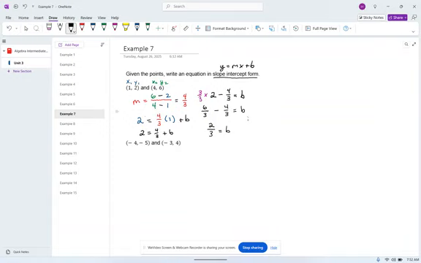And so our equation will be y equals that slope from the very beginning, 4/3x plus 2/3. And that's going to be our equation. Now, at this point, I want you to pause the video, see if you can do the second set of coordinate points, and then restart the video and see if you come up with the same thing that I did.